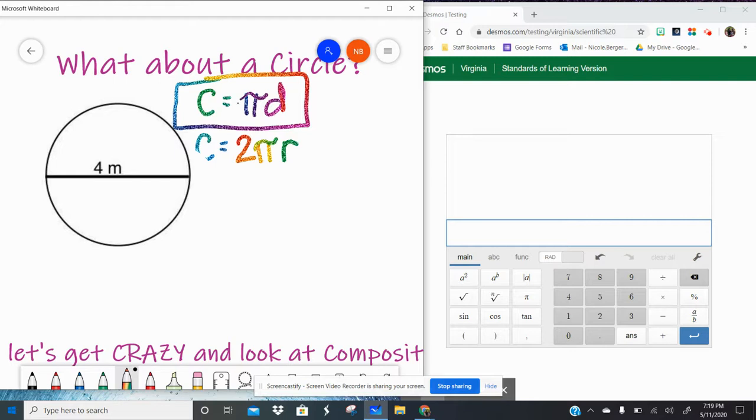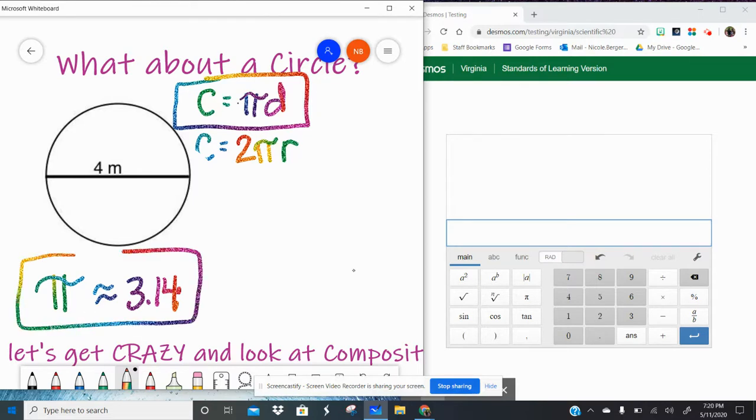Also on your formula sheet, we talk about pi and how pi is about 3.14, right? You remember all the way back to Unit 1, pi is an irrational number that lasts forever and ever and ever. But for our purposes, we round it and say pi is 3.14. So you won't use the pi button on the calculator, which is kind of right here. You will just type in 3.14.